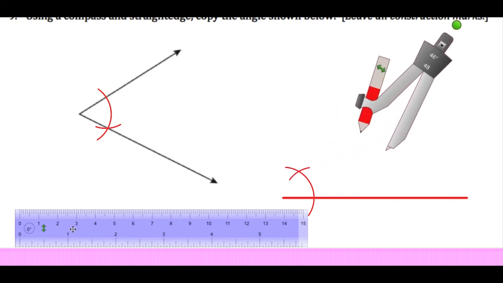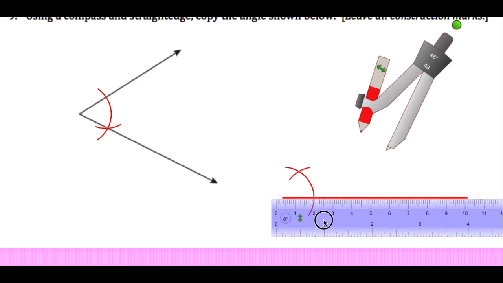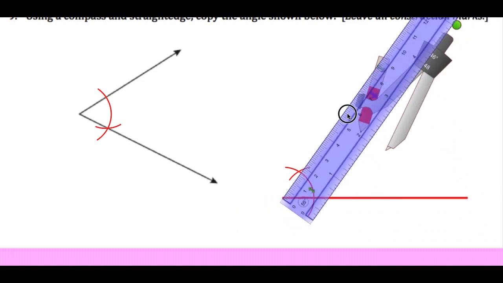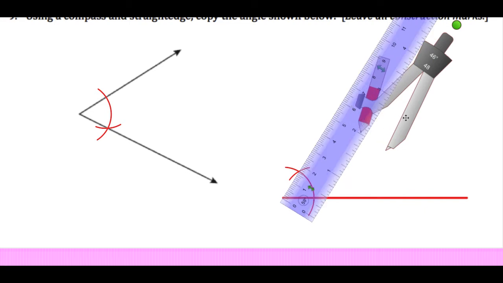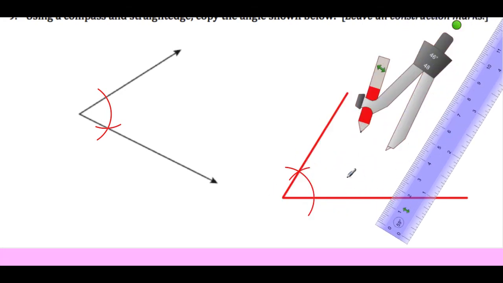Alright, now then all you have to do is connect the line segment with that intersection. There it goes. I copied the angle from here to over here.